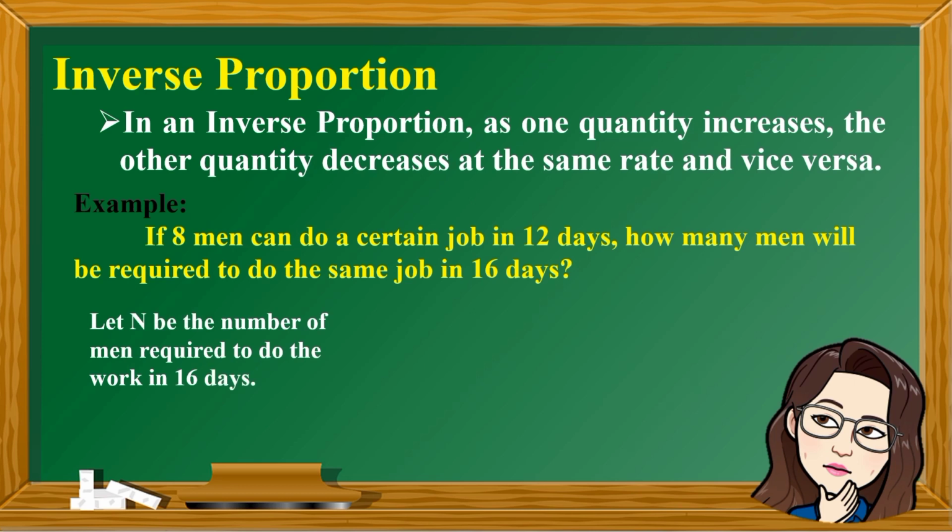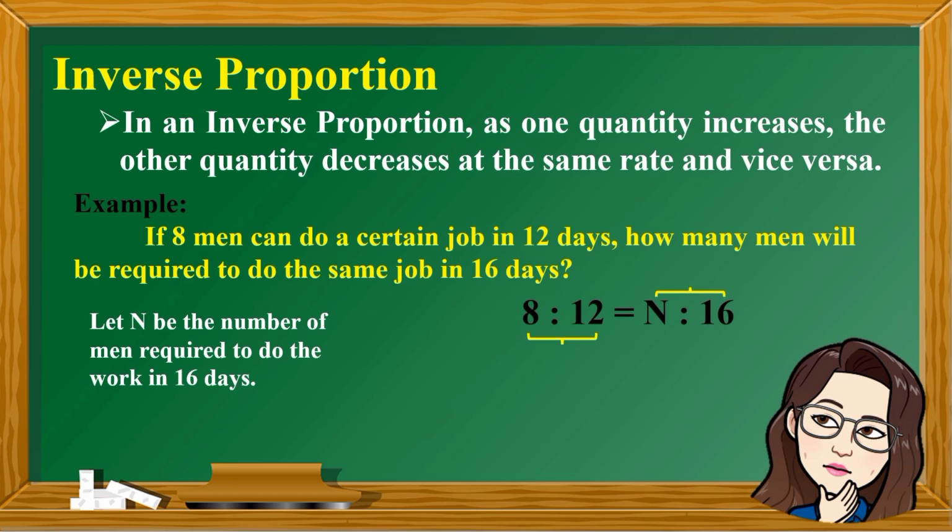Let n be the number of men required to do the work in 16 days. Consider, in 12 days, it takes 8 men to do the work. In 16 days, it will take less than 8 men to do the work. Therefore, n will be less than 8. The proportion will be 8:12 is equal to n is to 16. We can solve as inverse proportion by simply multiplying the first and second term, then the third and fourth term.